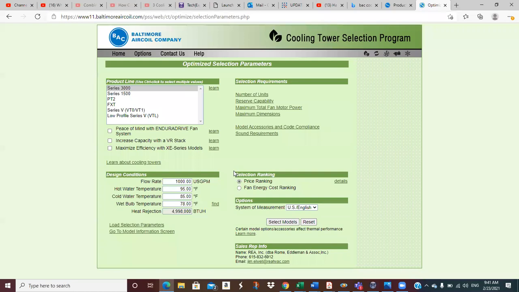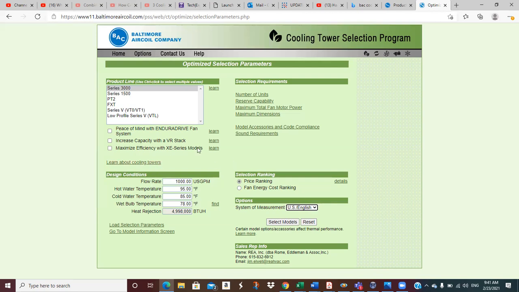When you do the selection, it'll rank them either based on a price index, with the cheapest one having a value of 1, and the more expensive ones might be 1.2, 1.3, 2.5, whatever. Or you can get them to rank it on fan energy cost. And so you just click whichever one you want it to rank by, which is not a big deal. Units, you can do US English, SI, or metric. I personally would never change that, but feel free if you want to.